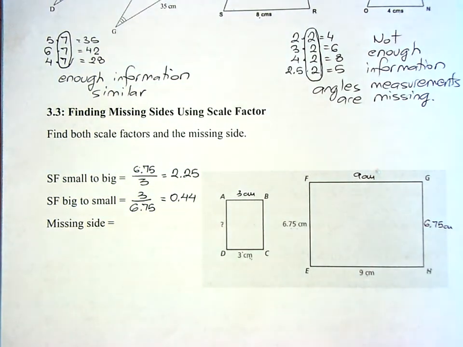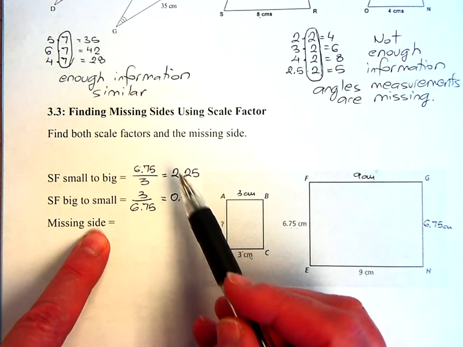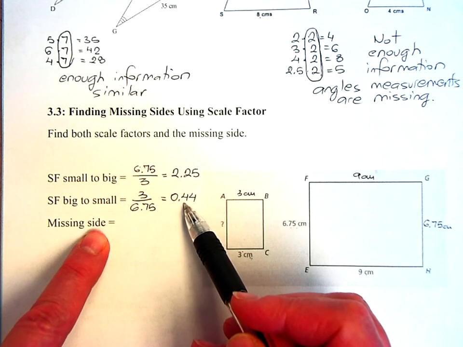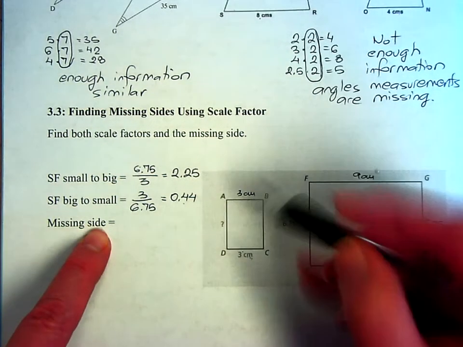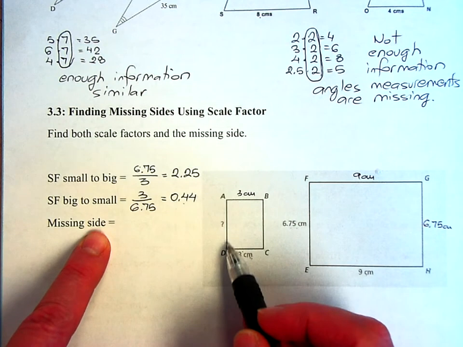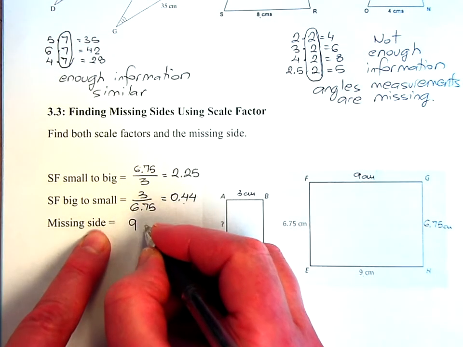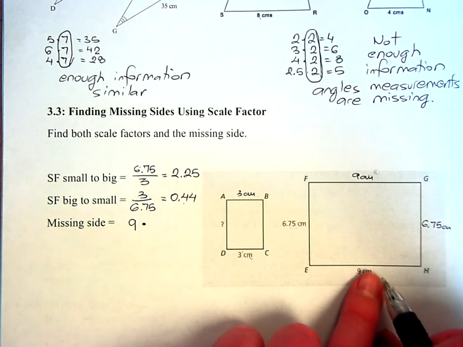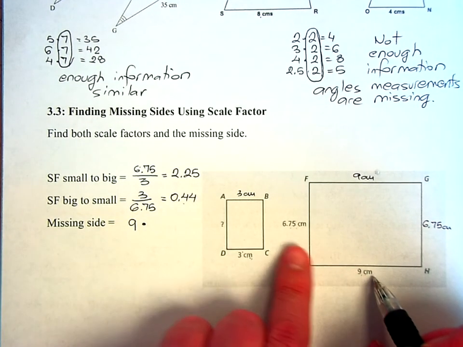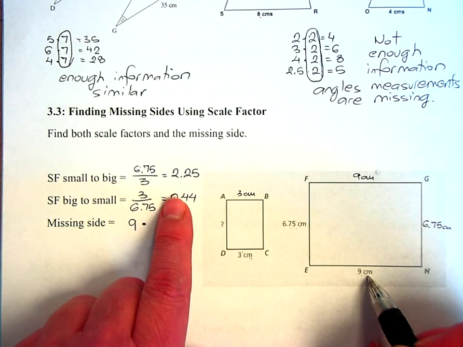Okay? Now, in order to find the missing side, I need to choose which one of these two scale factors would help me find this missing side here. First of all, that missing side corresponds to this side here. So I need to take 9 and multiply it by the appropriate scale factor. What am I doing with 9? I need to shrink it to find this one, so I need the scale factor smaller than 1. So that would be this one here.